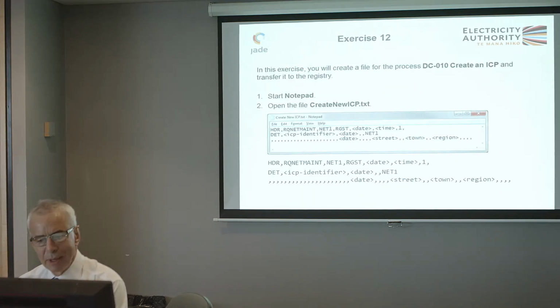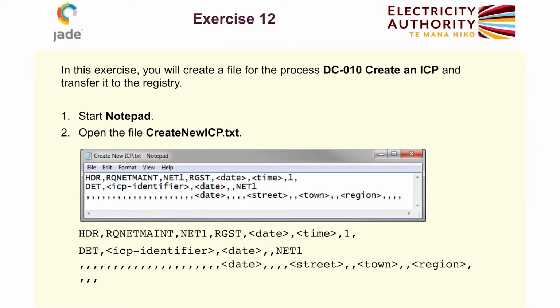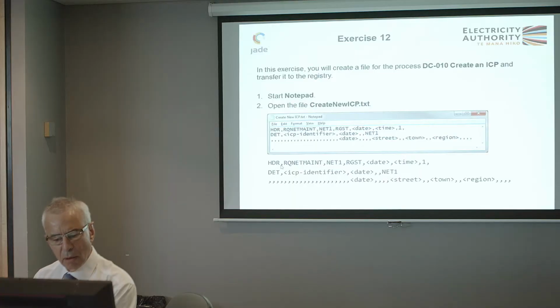Okay, so in this exercise, we're going to create an ICP using one of the files from your USB flash drive. Now there's a file there called createNewICP.txt. It's one of the course files. So what you can do is open that up, and it's a file that's been partly specified for you. You're essentially net 1, and you're wanting to send to the registry, RGST, a file that's going to create one ICP.